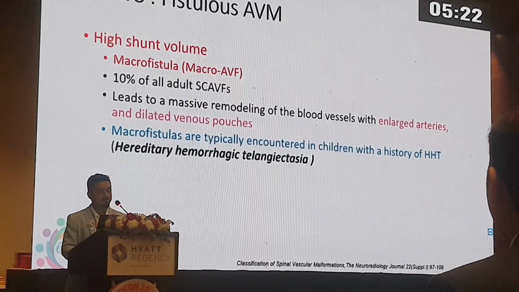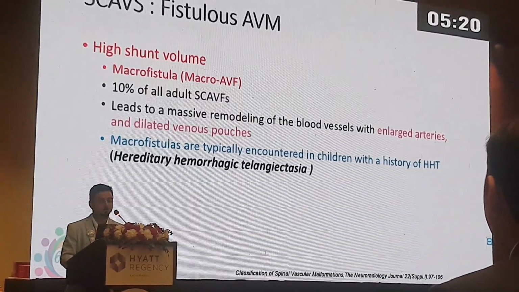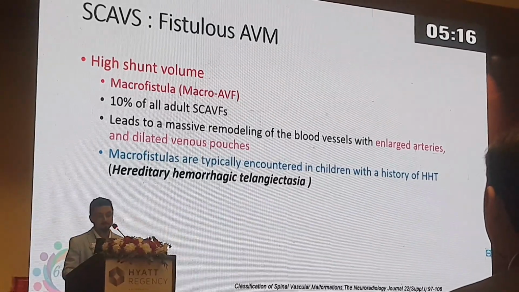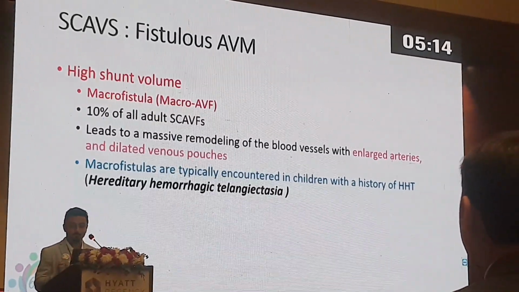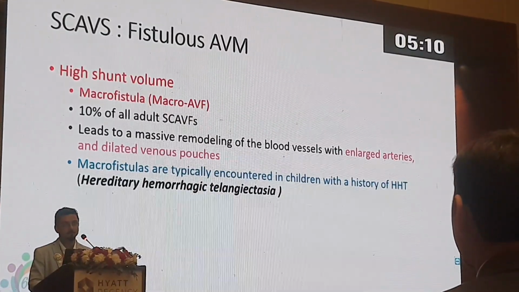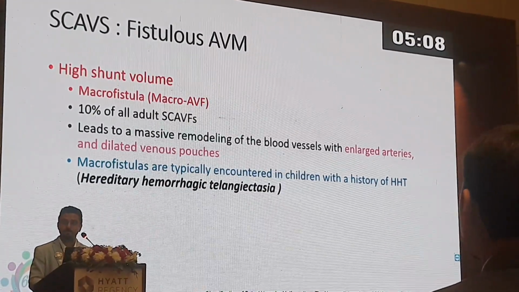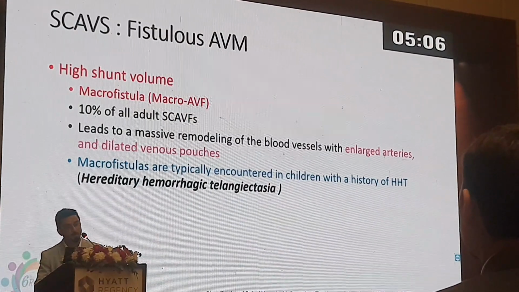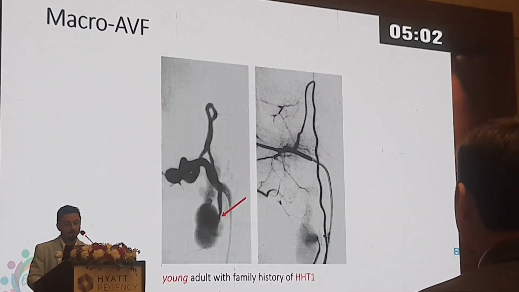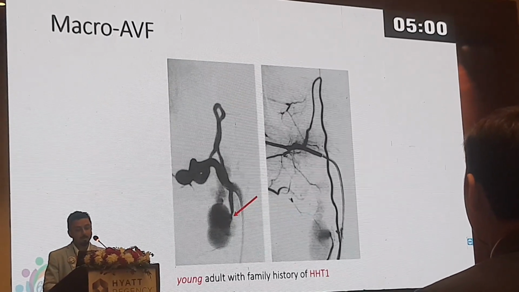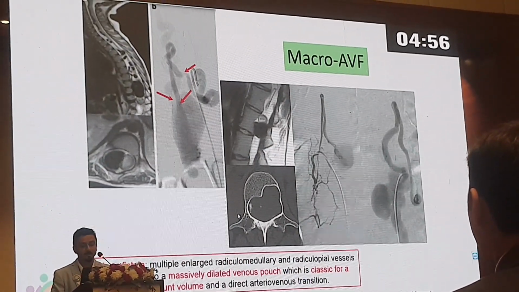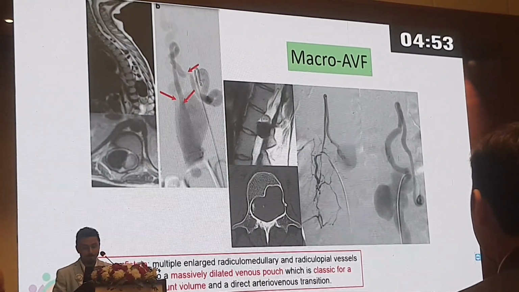High flow fistulas are less common, but they are more aggressive. They lead to massive remodeling of the vessels and are usually associated with hereditary hemorrhagic telangiectasia. So this is one of the reasons why we should consider the genetics of some fistulas as well. These are the remodeled venous draining veins. In macrofistulas, they sometimes are so big and high flow that they can remodel into bone itself.